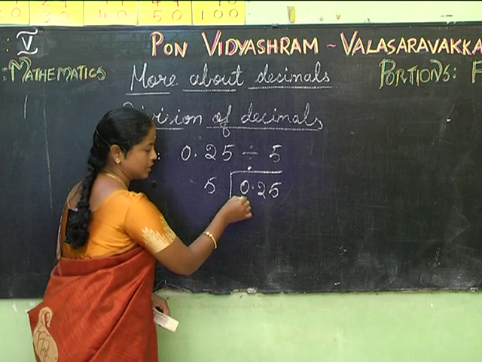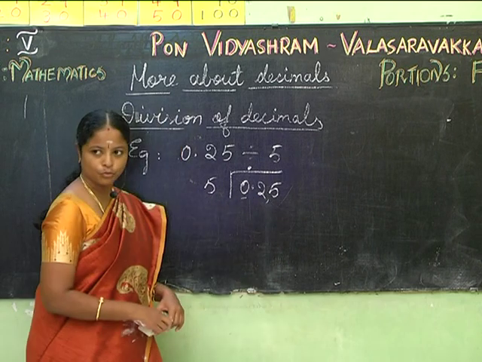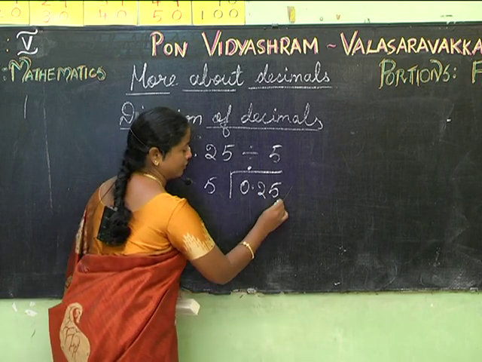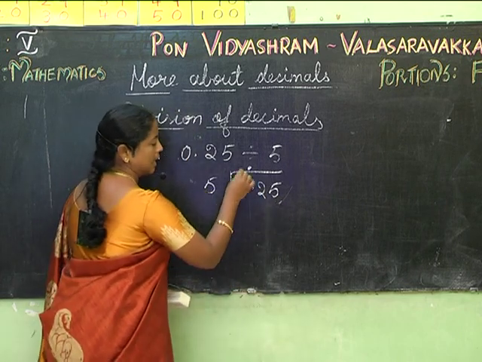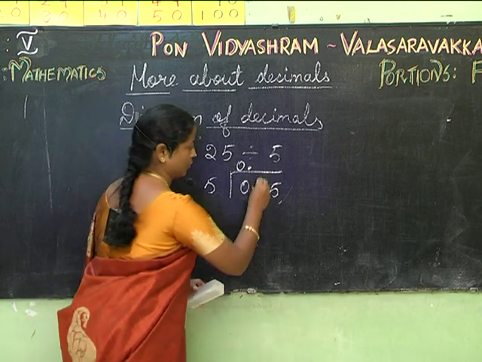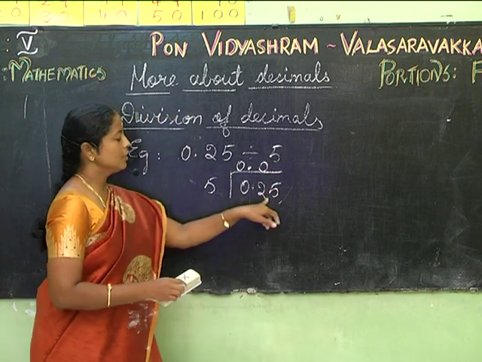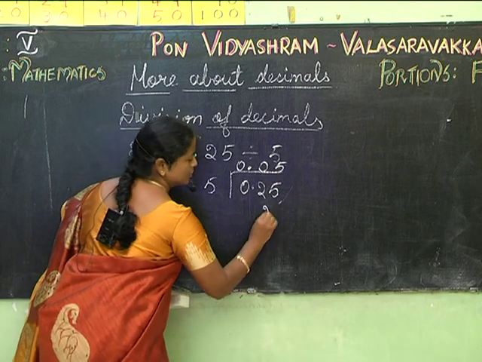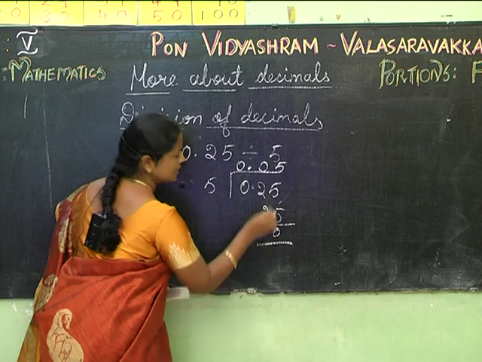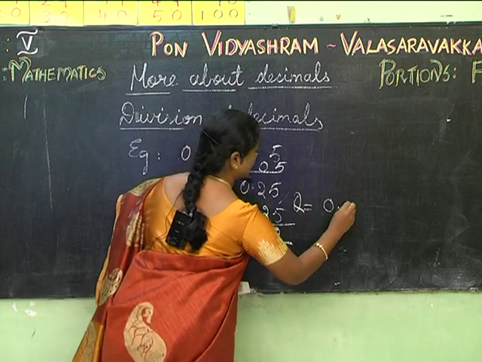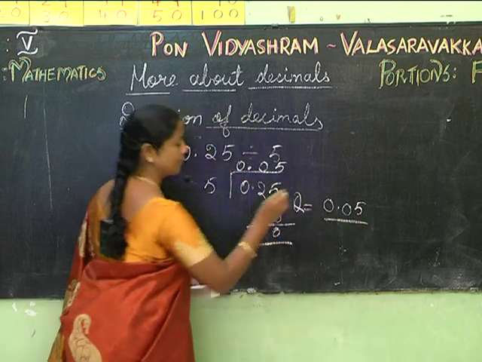5 will not go in 0, so I have to take 2. But even 5 will not go in 2, so I am going to take 25. Now, since I am not going to use these numbers, in those places I am going to put 0. 5 whats are 25? 5 5s are 25. So, my answer is Q is equal to 0.05.